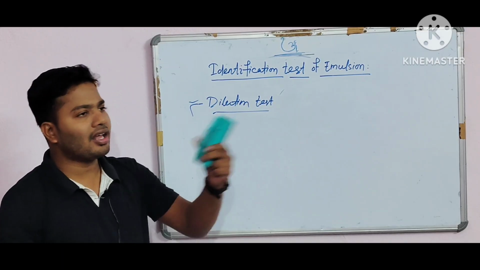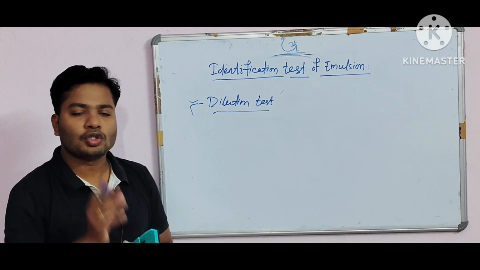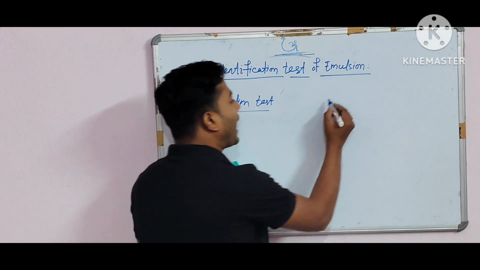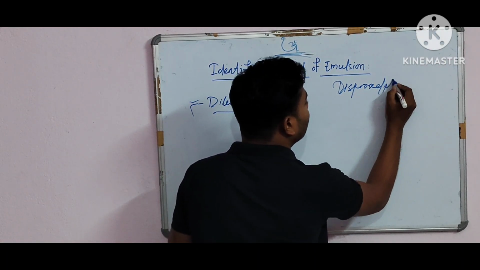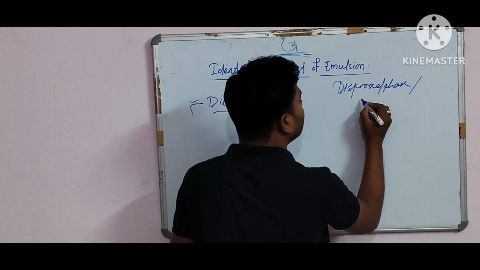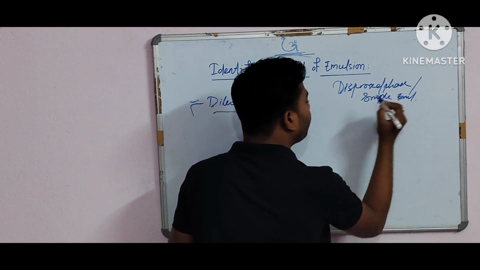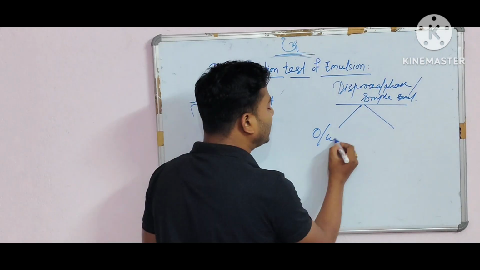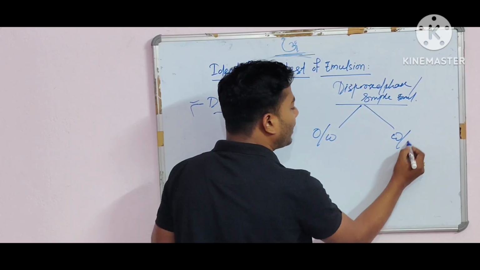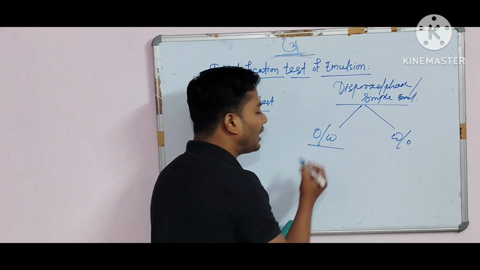In the last class I discussed the classification of the emulsion. According to the dispersed phase, a simple emulsion is classified into two types. One is the O/W type of emulsion, another one is the W/O type of emulsion. Clear?